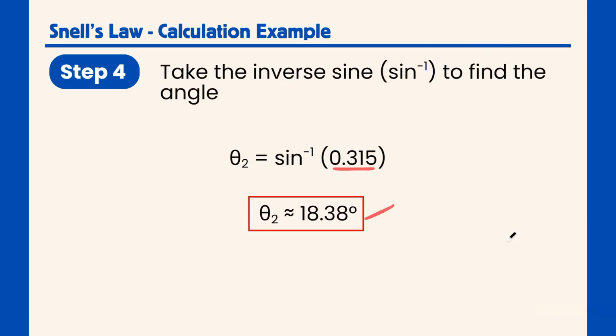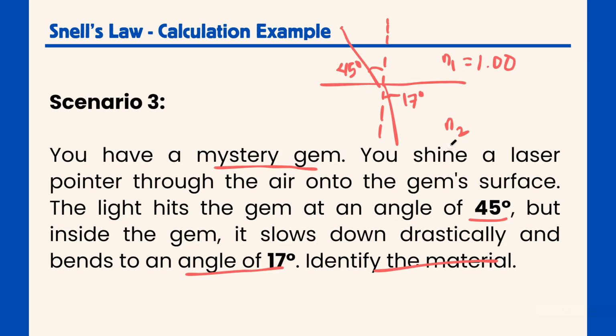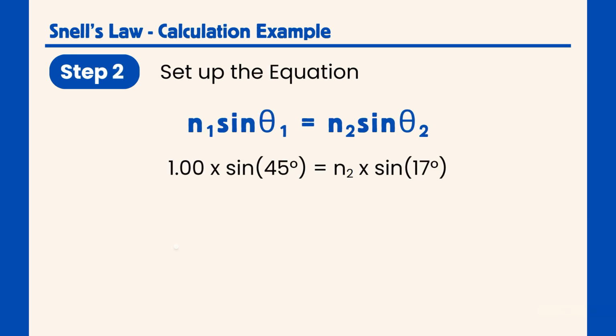Dapat mas dako siya compared ani. Okay, we have to identify our variables. So, our N1 being air is 1. Our angle of incidence is 45 degrees and our angle of refraction is 17 degrees. Now, we are tasked to find the index of refraction for our second material.